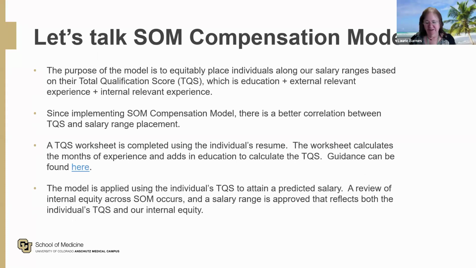We developed a model a few years ago when we looked at compression for the first time, so that we could follow the Equal Pay for Equal Work Act. So we had a consistent way of placing people on a range based on their total qualification score, which Brendan mentioned is your education, your external relevant experience, and your internal relevant experience. Since we implemented the compensation model, there is a better correlation between our TQS and where you're placed on the salary range. It's a mathematical formula. I'll touch on some of those high points in a minute.